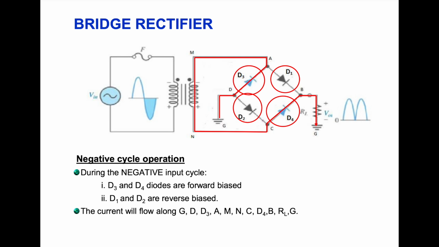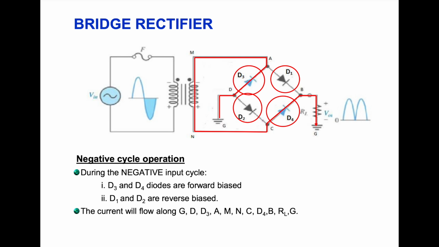Okay, so for the bridge rectifier during the negative cycle operation: during the positive cycle, we use D2 and D1, which become forward bias. But during the negative input cycle, D3 and D4 become forward bias now. Just now during the positive cycle, they were reverse bias, but now they become forward bias. So D1 and D2 are reverse bias now.